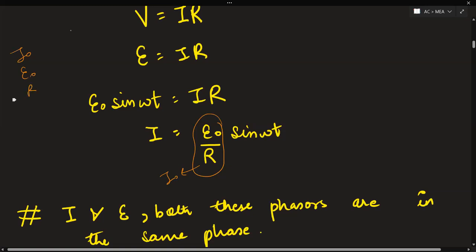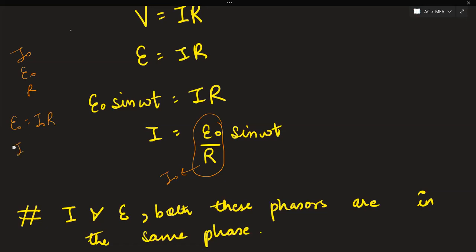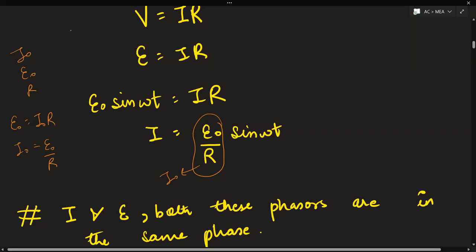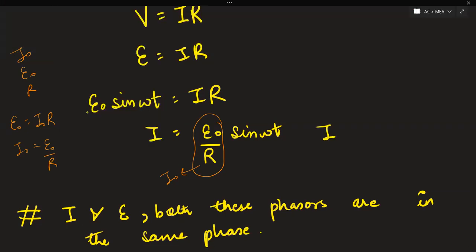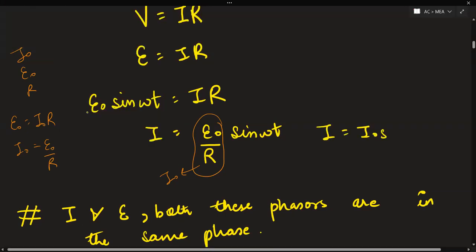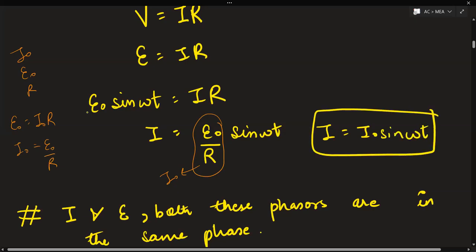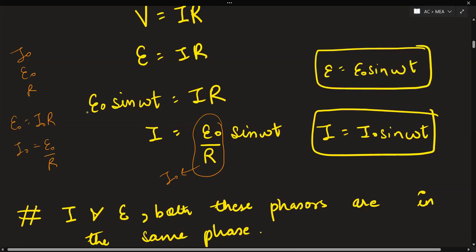I naught, E naught, R: how will you relate these? Using Ohm's law, you can relate them by this relation only. So I naught will be equal to E naught divided by R. So what equation do we get? The equation is I is equal to I naught sine omega t. E was E naught sine omega t, and I is I naught sine omega t.